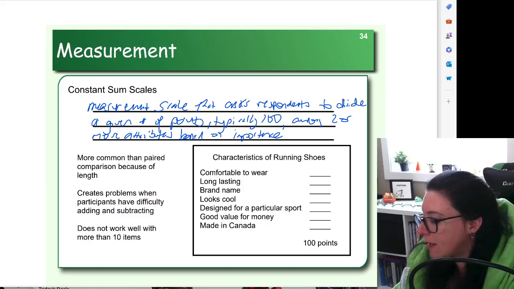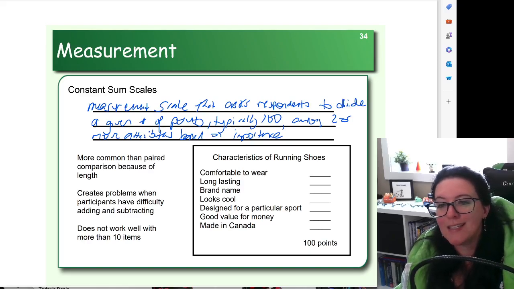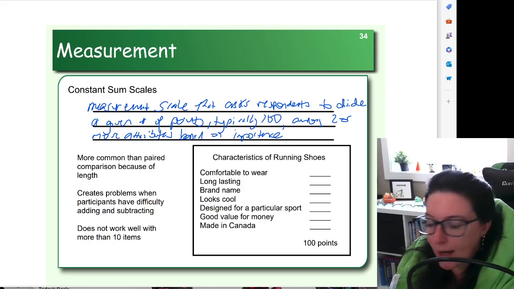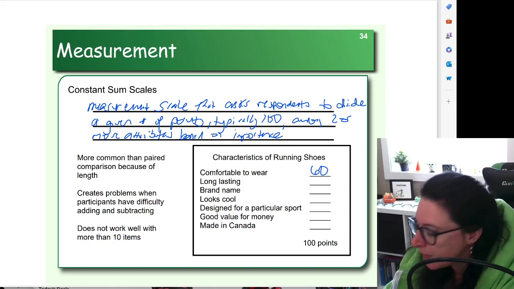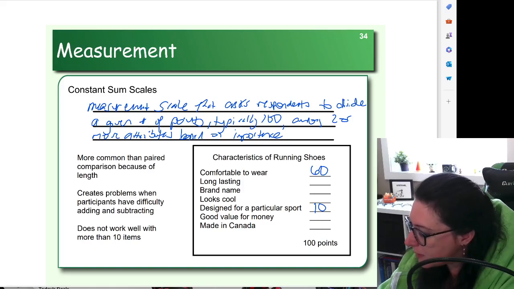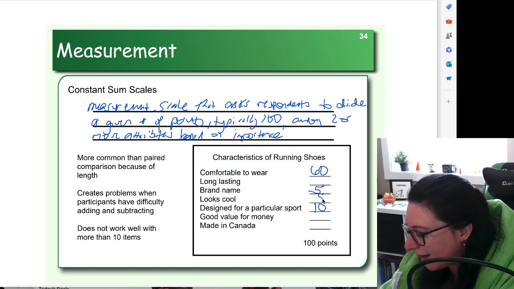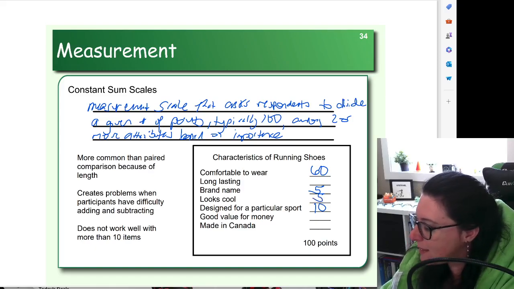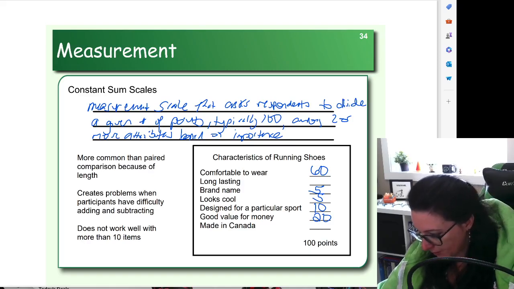So the benefit of this one compared to the paired comparison is that it is going to be much shorter. An example of a constant sum scale would be something like we see here, which is here are the characteristics of a running shoe. You have 100 points. Apply those 100 points in terms of how important these different priorities are when you're looking to buy a running shoe. So you could say, okay, 60 points to comfortable to wear, because that's the most important, and maybe 10 for a particular sport. Brand name is not as important to me, so maybe let's make that 5. Looks cool, about the same as brand name. So now I'm at 60, 70, 80, and then maybe the rest, good value for your money. So I have an option here to show that long-lasting or made in Canada or whichever ones don't matter to me at all, because I can give zeros to them.